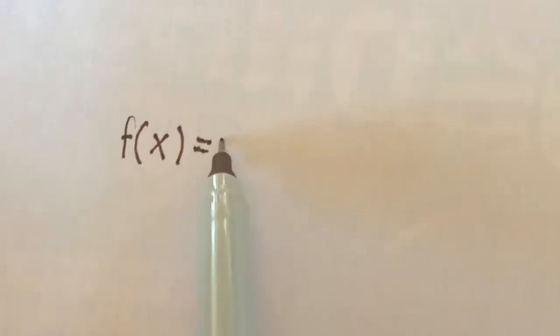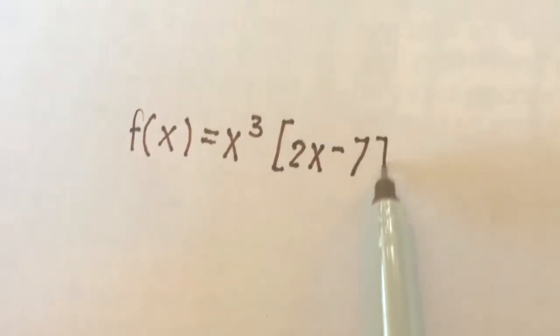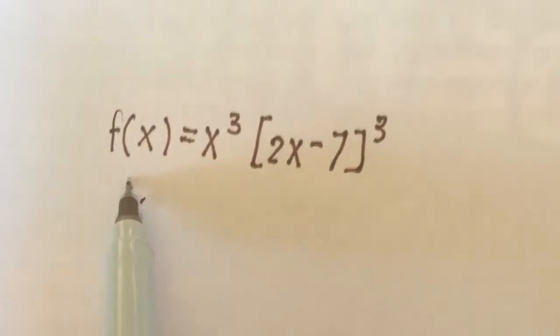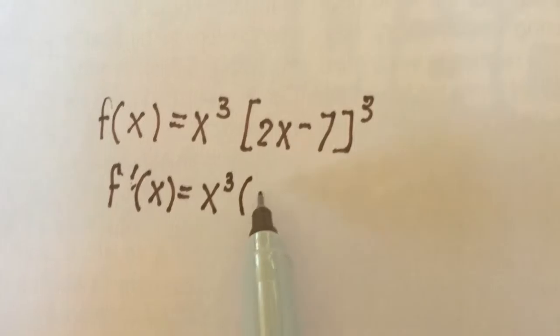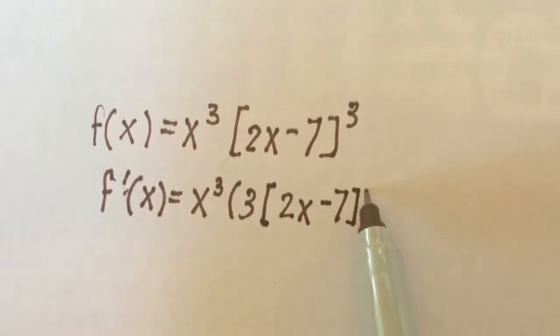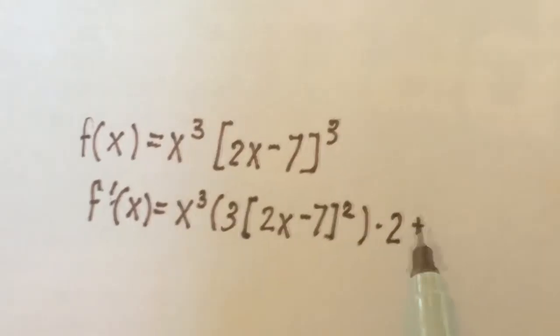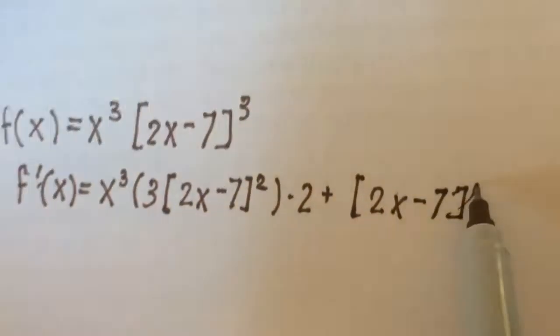Our next problem is a mix of product rule and chain rule. Our function is f of x equals x to the third times (2x minus 7) to the third. To find the derivative, we do 1 prime 2, and this is where you do the chain rule, plus 2 prime 1.